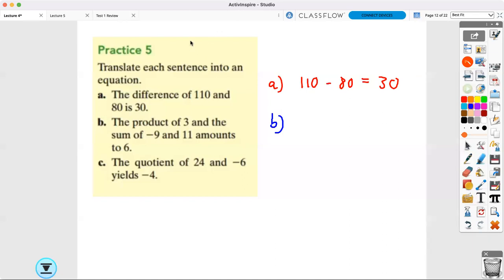Nice, Priscilla and Jacob. So the product of 3, right, and the sum of -9 plus 11 amounts to 6. You're right. What about C? Anyone want to share? 24 over -6 equals -4. That is correct. Thank you, Jacob.